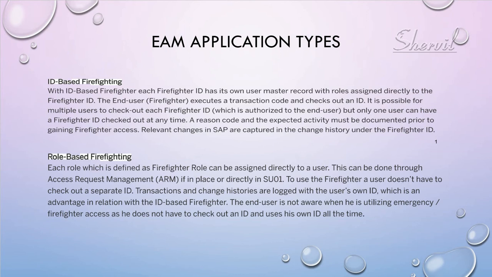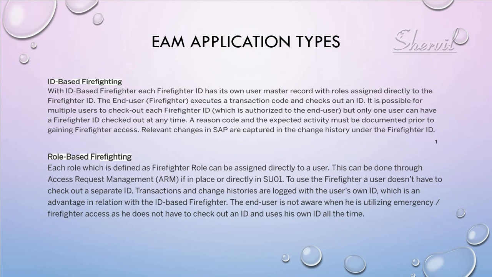In ID-based firefighting, the firefighter would be invoking the EAM launchpad, which can be set up in two different ways. One is a centralized EAM, which is done on the GRC system, or you can set up the EAM as decentralized, which is done in the plugin systems. So you have two methods of implementing EAM.